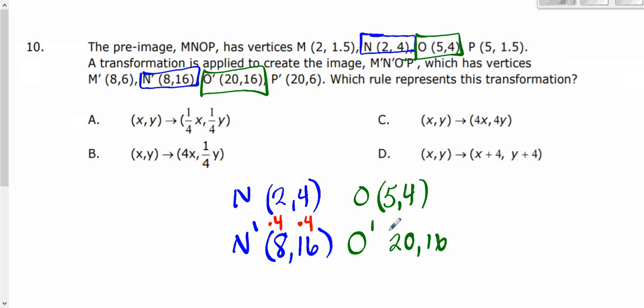I want to make sure this rule is true for this one as well. So 5 times 4 is 20, and 4 times 4 is 16. So it looks like I am multiplying by 4. And the answer choice that shows me multiplying by 4 is C. Well, (x, y) yields (4x, 4y).